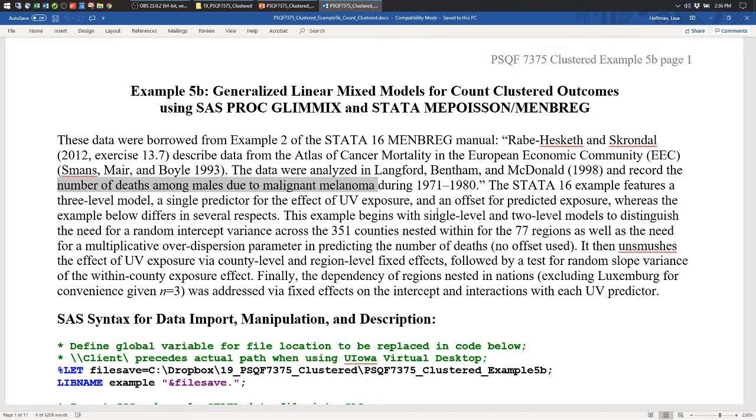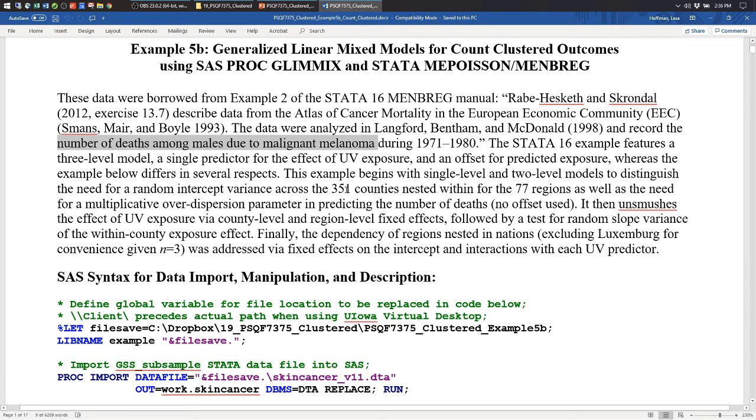However, there were only 9 nations in the data set, and one of them, Luxembourg, only had 3 regions. So I ended up using a subset of these data that kicked out Luxembourg, and I'm going to treat it as 2-level and then show you what it looks like if we control for nation within 2 levels rather than doing it as the 3-level. So because we have a count outcome, we're going to work with Poisson and negative binomial, try to figure out initially which one would be better, and then see if UV exposure predicts it. So I have 351 counties that are nested within 77 regions.